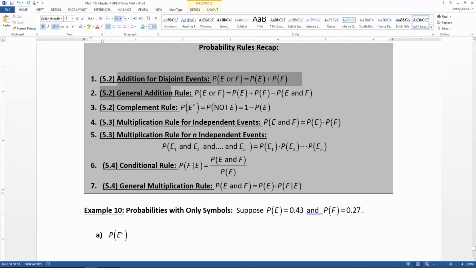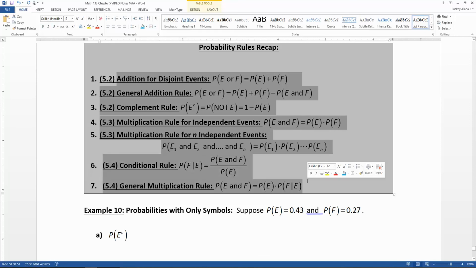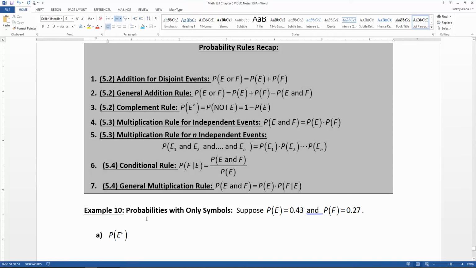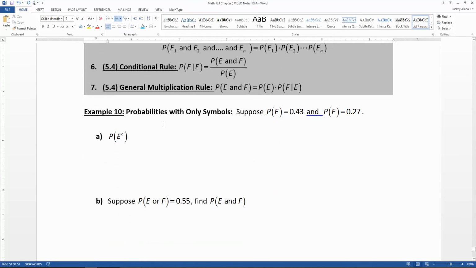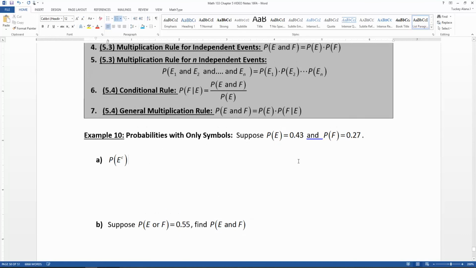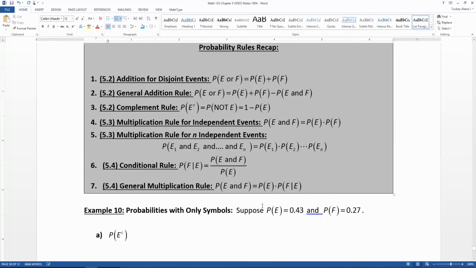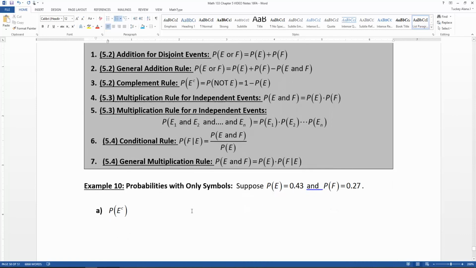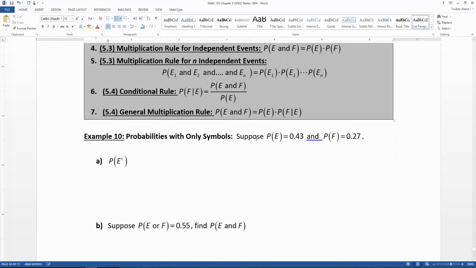Now everything in here is in symbols, right? So capital P for probability, parentheses for of, and then the inside portion is what we're looking for, the event we're looking for. So we are going to suppose a whole bunch of things and use those symbols to figure it out. Now we have no context here, so we're just going to use the rules and figure out which ones apply and use them. Okay, so let's start off at the beginning. We know that the probability of event E, P of E, is 0.43. And the probability of event F, whatever the heck that is, is 0.27. And we're going to start off right here.